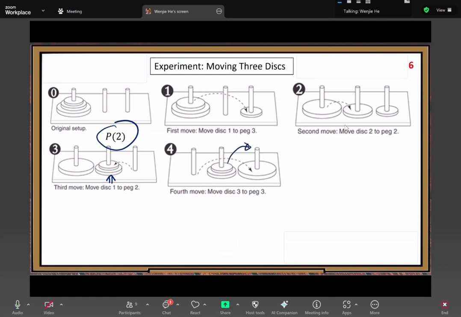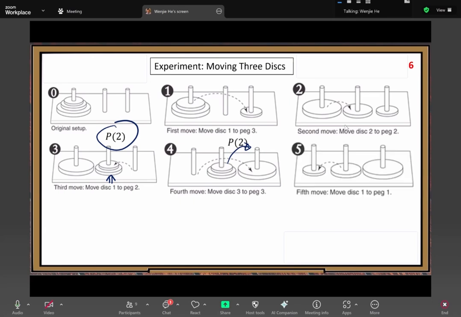to peg 3? You can see that's another round where you need to apply P of 2 solutions, right? Because moving 2 disks, that's P of 2 solution. All right, so let's apply that P of 2 again. So this time, move number 5, move the smallest disk to peg 1.